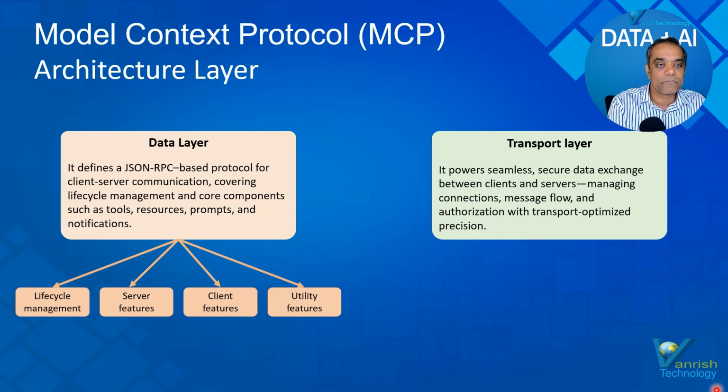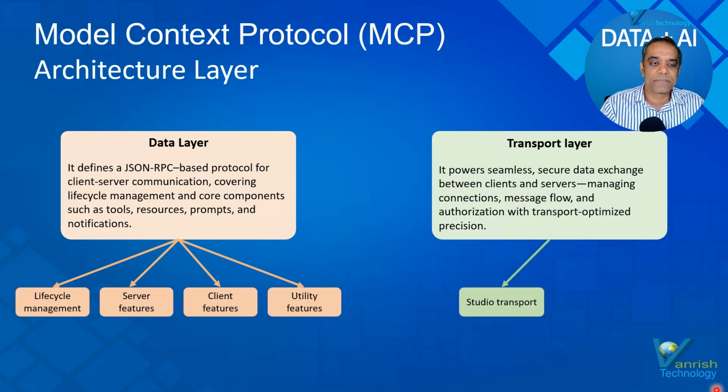Let's jump to the different transport layers. The first is stdio transport. Stdio transport uses the standard output stream for direct process communication between local processes on the same machine, providing optimal performance with no network overhead.